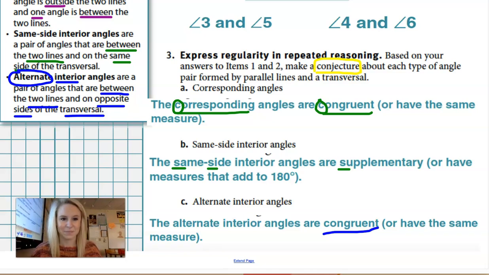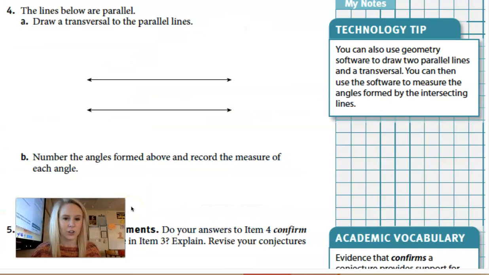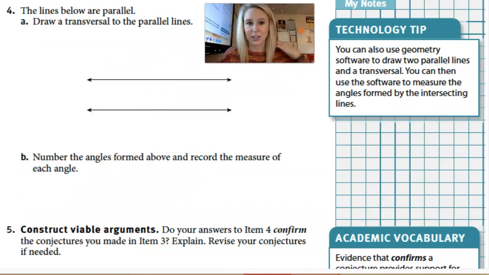Okay, so let's move on. Number 4. You're going to try number 4 because you get to do your own thing. It wants you to draw your favorite transversal. So you could draw this transversal, this transversal, this transversal, doesn't matter. And then it wants you to number the angles, like how we did, number them 1, 2, 3, 4, 5, 6, 7, and 8. And then record the measure of each angle. So make up an acute angle measurement, make up an obtuse angle measurement. I'm going to stick to some nice even numbers like 10s, 20s, 30s. But try 4 in A and B, and then we'll go over answers, and I'll show you another example. Press pause.